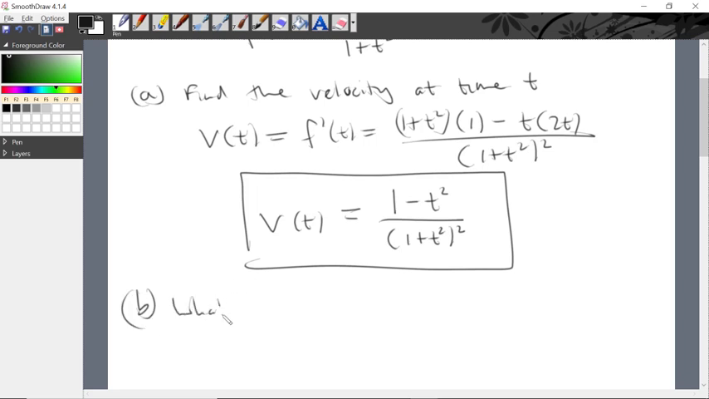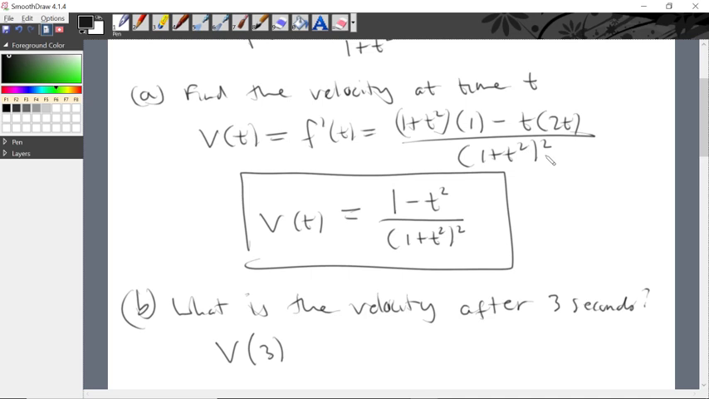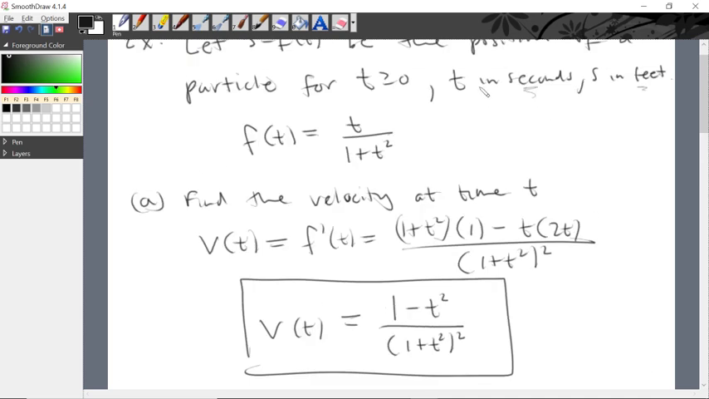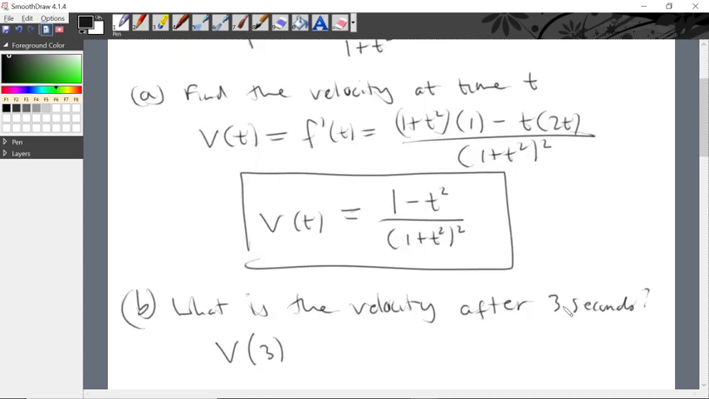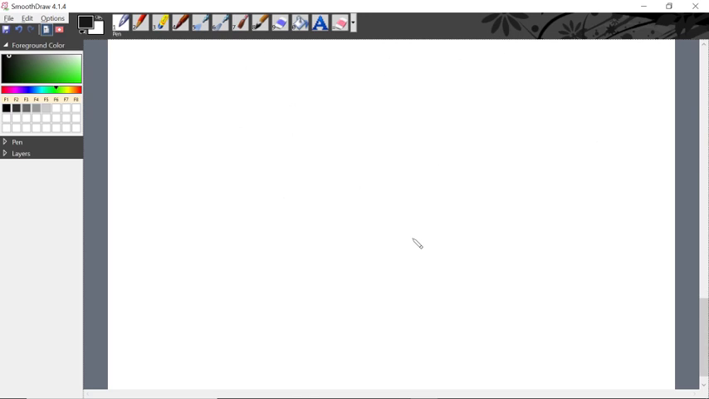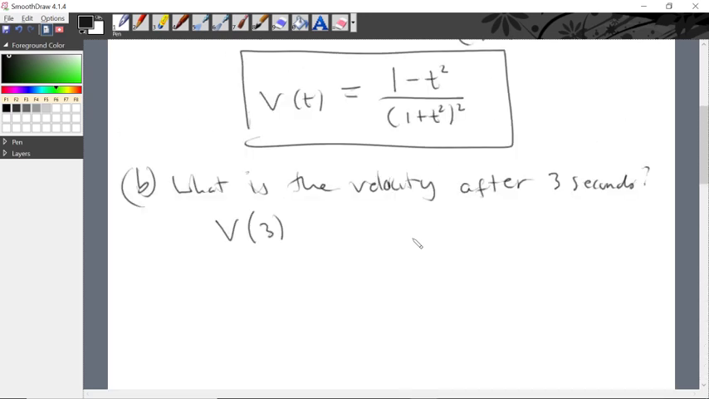Now we can use this to answer the next question. What is the velocity after 3 seconds? Okay, we can answer that question by inputting 3. Since the unit of time was in seconds, we are inputting t equal to 3 into the velocity function. Right? Okay, so this comes back to algebra then.